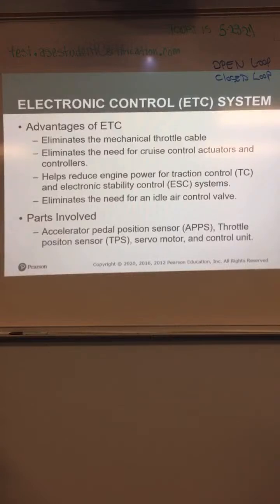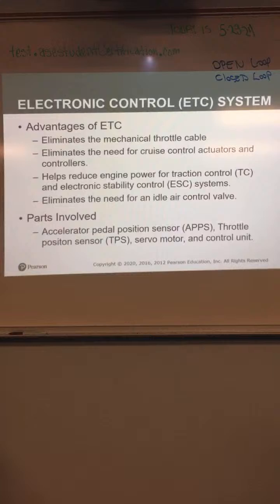Advantages: eliminates the fact that you have a throttle cable. Eliminates the need for cruise control actuators and controllers because the cruise control is all in the throttle body now. Helps reduce engine power for traction control and electronic stability control, and eliminates the need for an idle air control valve.